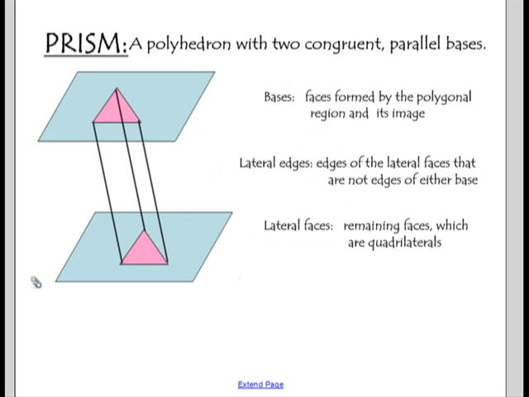This is a kind of a wordy definition, but I'll try to give you some visuals to help. A prism is a polyhedron. Polyhedron is just a many-sided figure, a figure made up of a bunch of polygons. Could be 3-sided, 4-sided, 10-sided, whatever. But a prism specifically has two congruent parallel bases. Two congruent parallel bases. That's really the key to what makes a prism a prism.